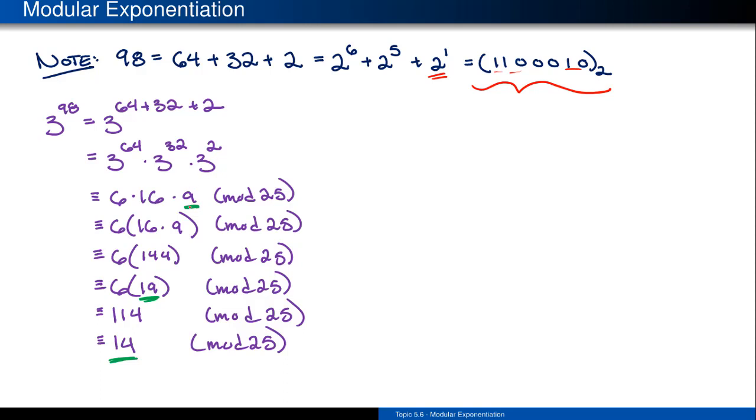So here's where you're going to chunk these things from the bottom of the list together. The 9 and the 16 are going to multiply together to give you a 144. You reduce that mod 25, which is going to kick out a 19, and then you have those two things, you lump them together to give you a 114, which is at the end of the day going to give you a final answer of 14.